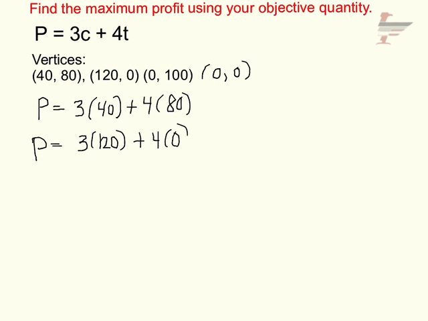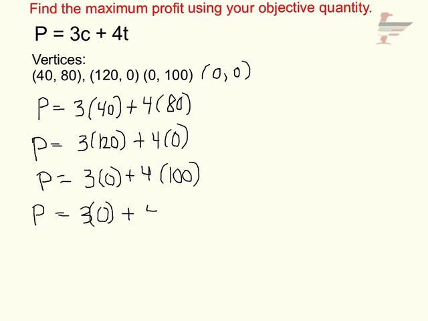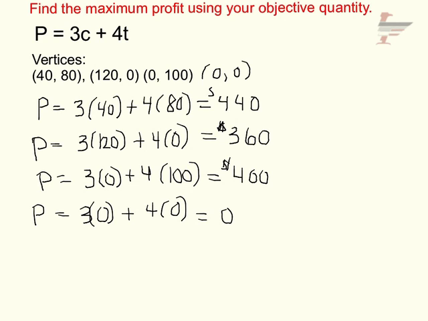So 120, 0, and 0, 100, and of course 0, 0, which is obviously not going to maximize our profit, and that's nothing. And this is going to be 400, this is 360, these are all dollars, right? And this one is $440. So this is the maximum profit.